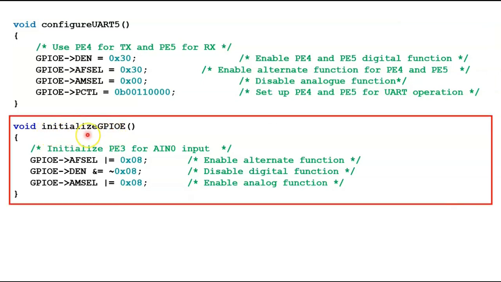Right, so this function here is the initialize GPIO-E, that is the GPIO for port E. So we need to configure, basically this will configure PE3 as an analog input for the ADC 0 channel. Now, the first instruction here basically enables the alternate function. This instruction here will disable the digital function, and this instruction here will enable the analog function.